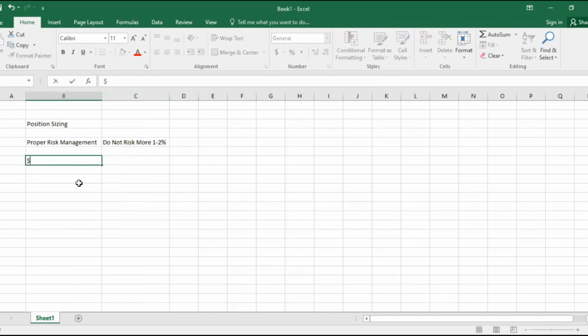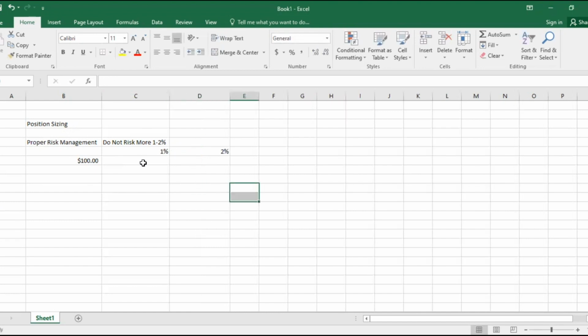Let me begin with an example of a $100 account, because most of us can start with $100. Let's take two examples: you're risking 1%, and you're risking 2%. But as a beginner, you need to begin with the lowest risk, that is 1%. So what is 1% of $100? You find that 1% of $100 will give you $1.